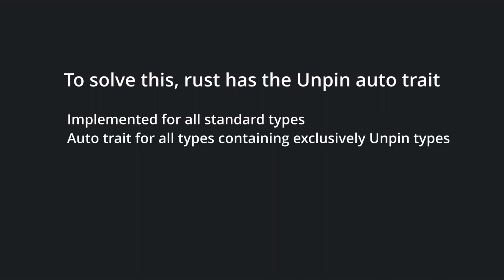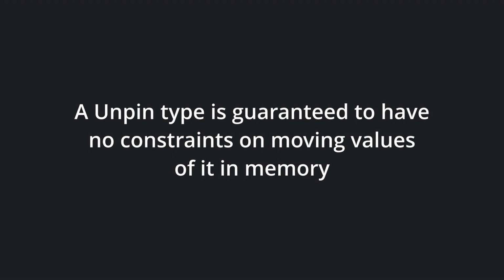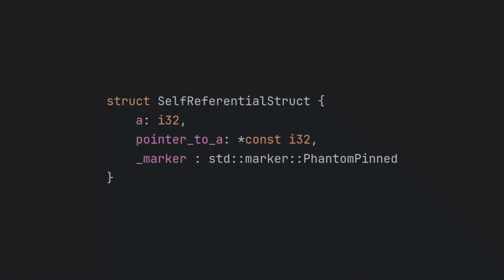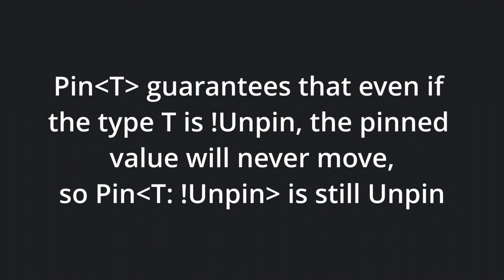To solve this problem, Rust introduced the Unpin auto trait, which is implemented for all standard types and all types containing exclusively Unpin types. A type that is Unpin is guaranteed to have no constraints on moving it in memory. Self-referential structs must use the PhantomPinned marker to make themselves not Unpin. Then there is the Pin struct, which is used to wrap a pointer type. It's effectively a guarantee that, even if this pinned type is not Unpin, its value will never be moved while pinned, so it is safe to access it in a context where it otherwise may have moved.